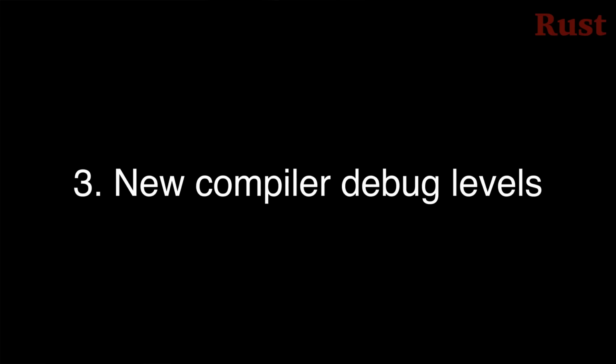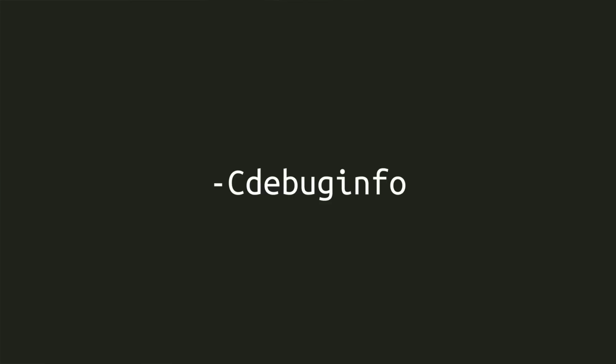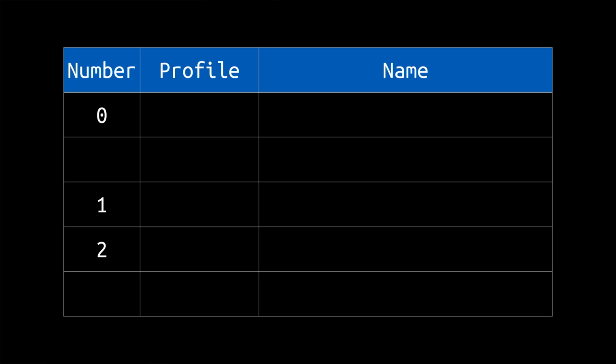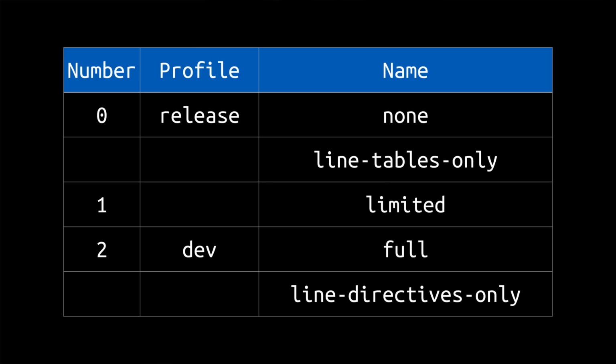Number 3, there are 2 new compiler debug levels, and all of the levels now have names to refer to them by, instead of just numbers. These are the debug levels passed to the -C debuginfo compiler argument. Up until now, the values could be 0, 1, or 2, with 0 being the default level for the release profile, and 2 being the default for the dev profile. Rust 1.70 adds names for each of the existing levels, as well as creating 2 new ones. The names are intended to be more stable than the numbers.